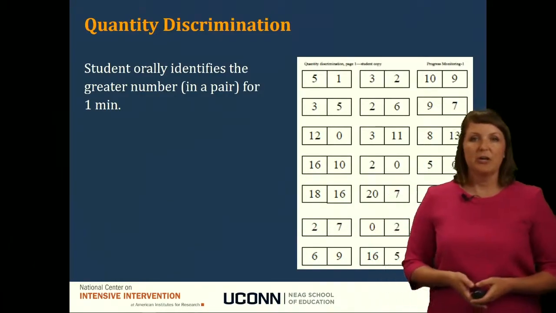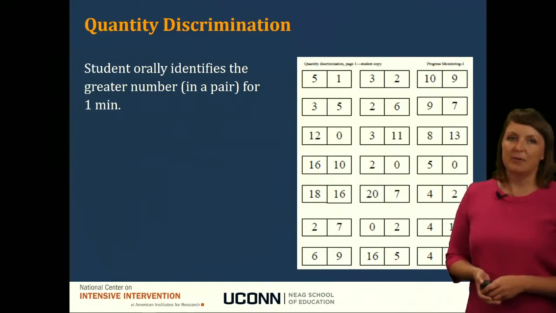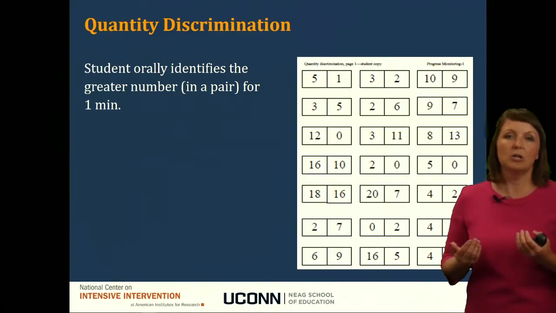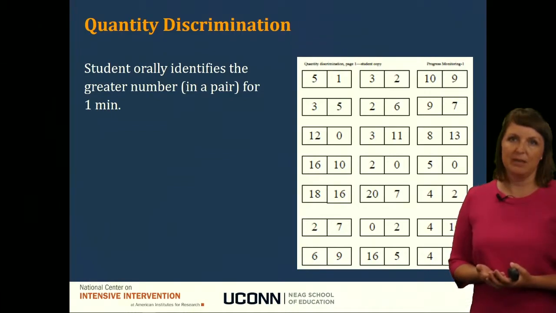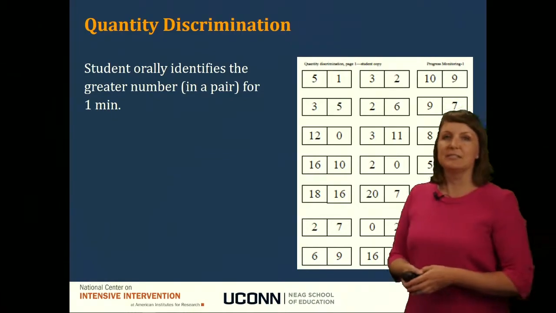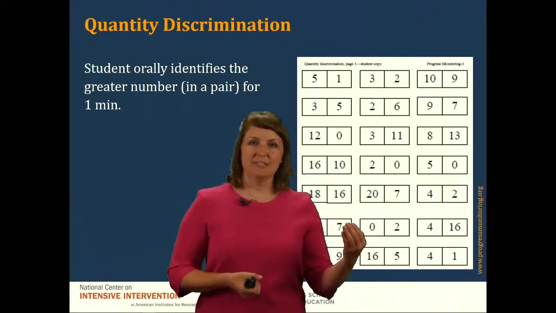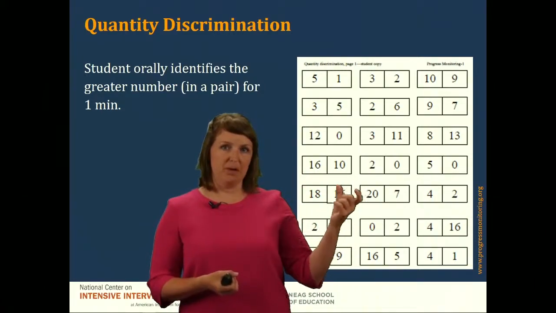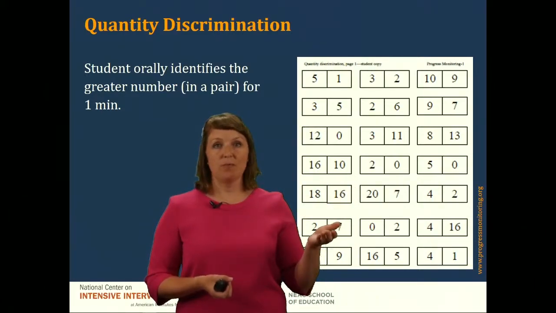So we just looked at number identification, which is one of the early numeracy measures. And that might be one that's appropriate for you to give to the student or students that you're working with within intensive intervention. But you could also consider using another type of early numeracy measure. So here is another example. This one's called quantity discrimination. On this assessment, the student orally identifies the greater number in a pair of numbers, and they do this for a 1 minute timing.